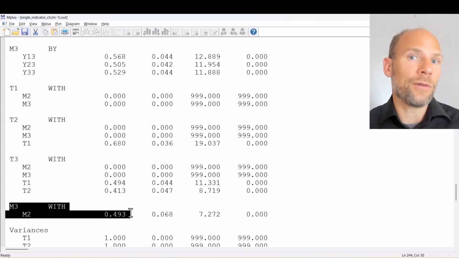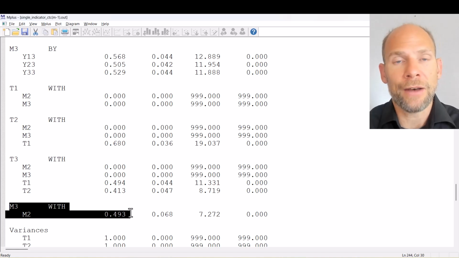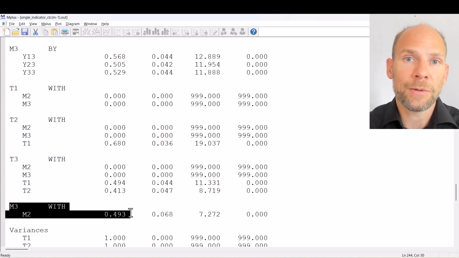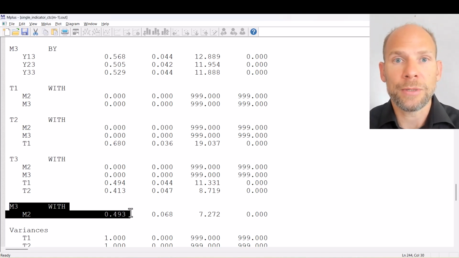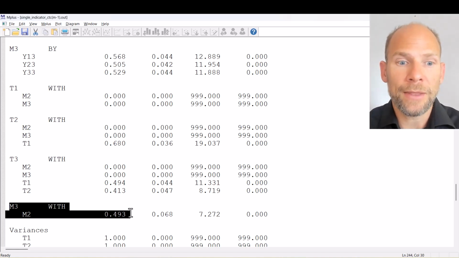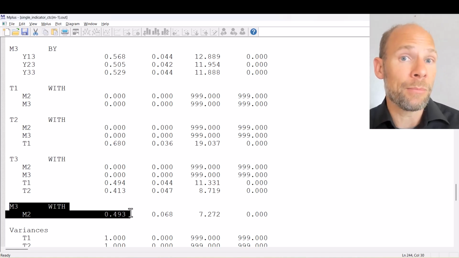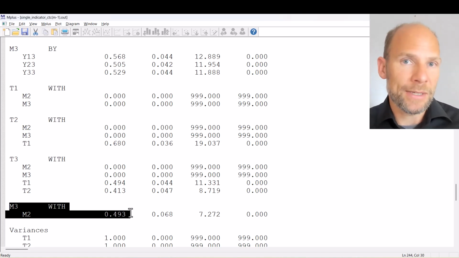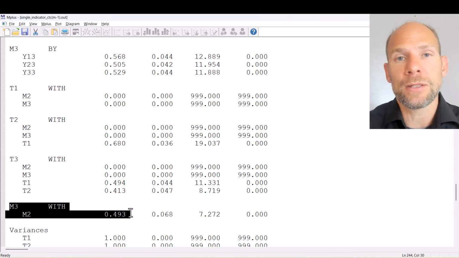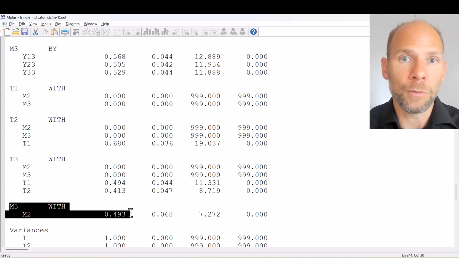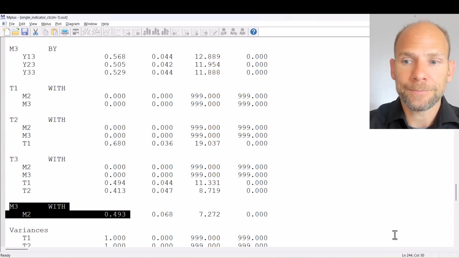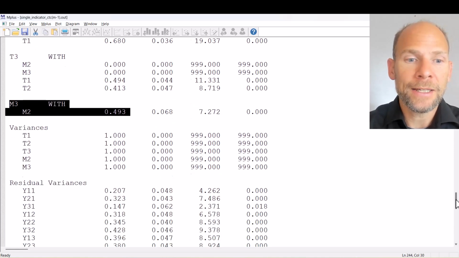And that's something that we often see. So oftentimes we have a correlation between the method factors for the non-reference methods because they share a common perspective. So that's very common, and therefore this correlation is desirable, or it's not necessarily desirable, but we should estimate it, because if we don't estimate it, then the model would be misspecified. What else can we find in this output?